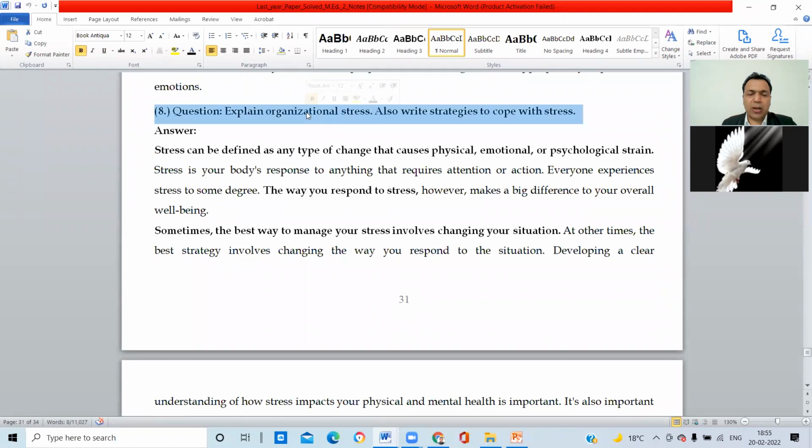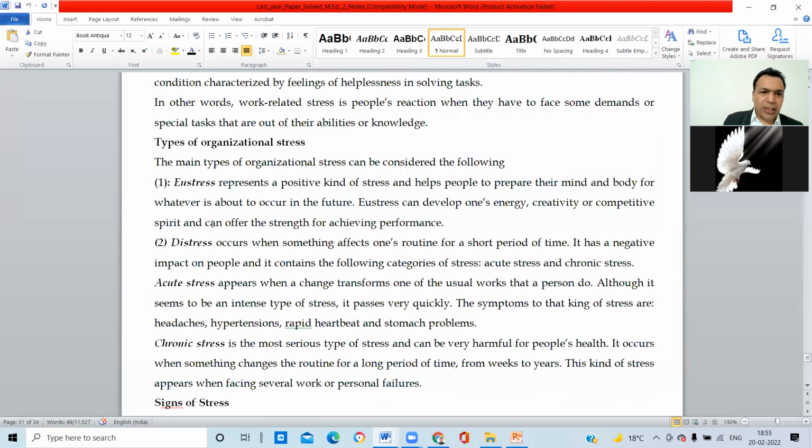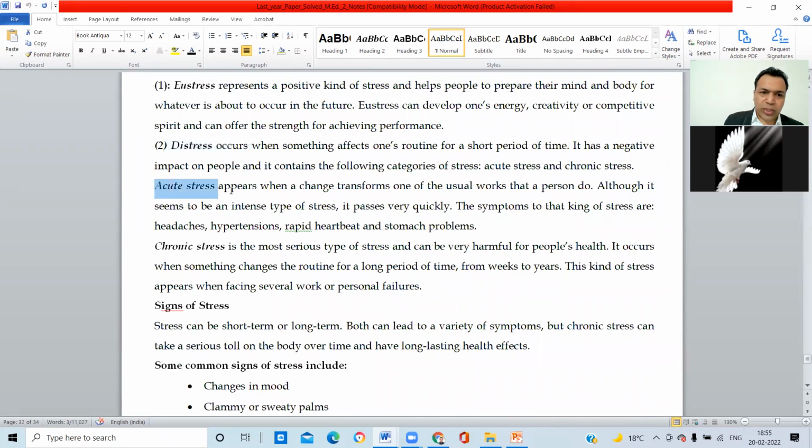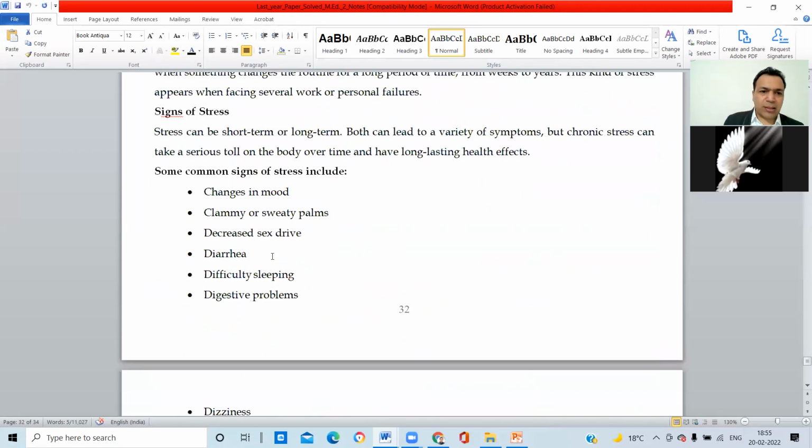The last question is, explain organizational stress and also write the strategies to cope with stress. So here you have to talk about stress. Stress can be defined as any type of change that causes physical, emotional or psychological strain. Mostly it comes psychologically. So you have to talk about organizational stress. The types are eustress, distress, acute stress, chronic stress. These are the four types of stress.